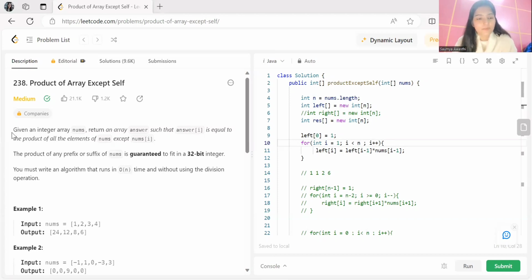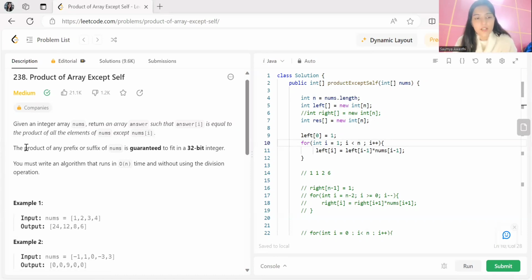So the question says, given an integer array nums, return an array answer such that answer[i] is equal to the product of all the elements of nums except nums[i], right? The product of any prefix or suffix of nums is guaranteed to fit in a 32-bit integer. You must write an algorithm that runs in O(n) time and without using the division operation.